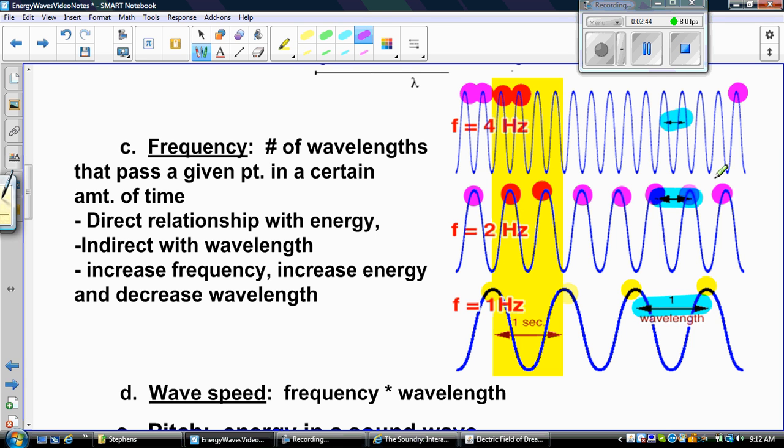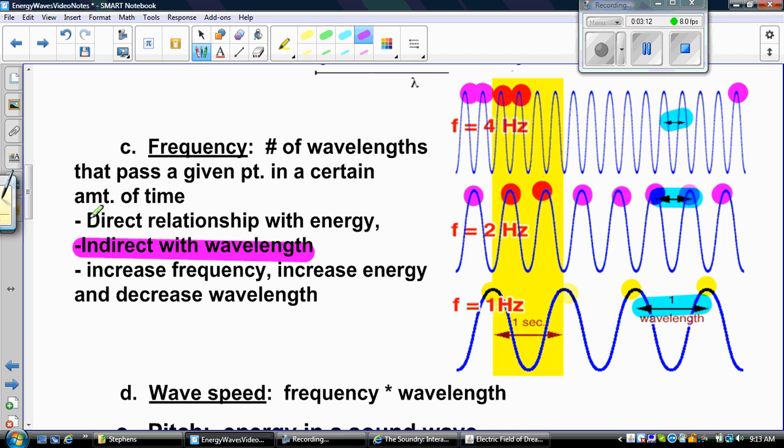So the wave that has more waves passing a given point has a higher frequency. If you notice, this had 16 waves that pass a given point. Look at its wavelength. It's the smallest. So that's why frequency has an indirect relationship with wavelength. If wavelength increases, then your frequency will decrease. If wavelength decreases, your frequency will increase.